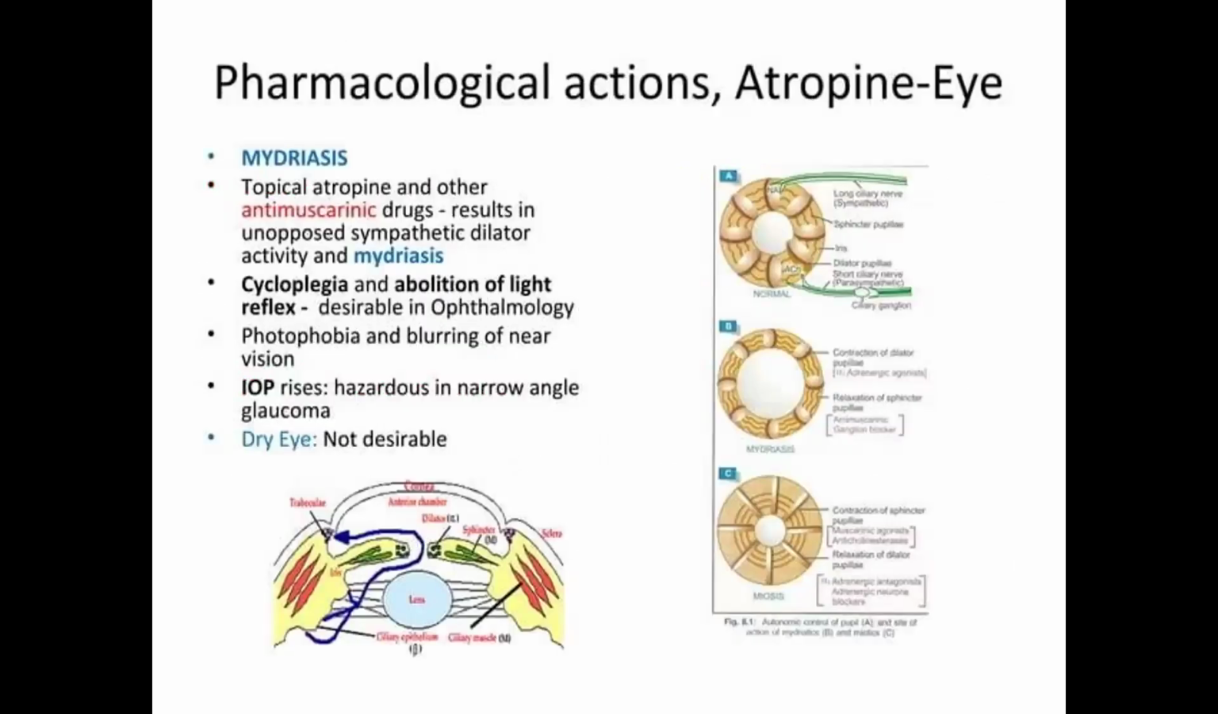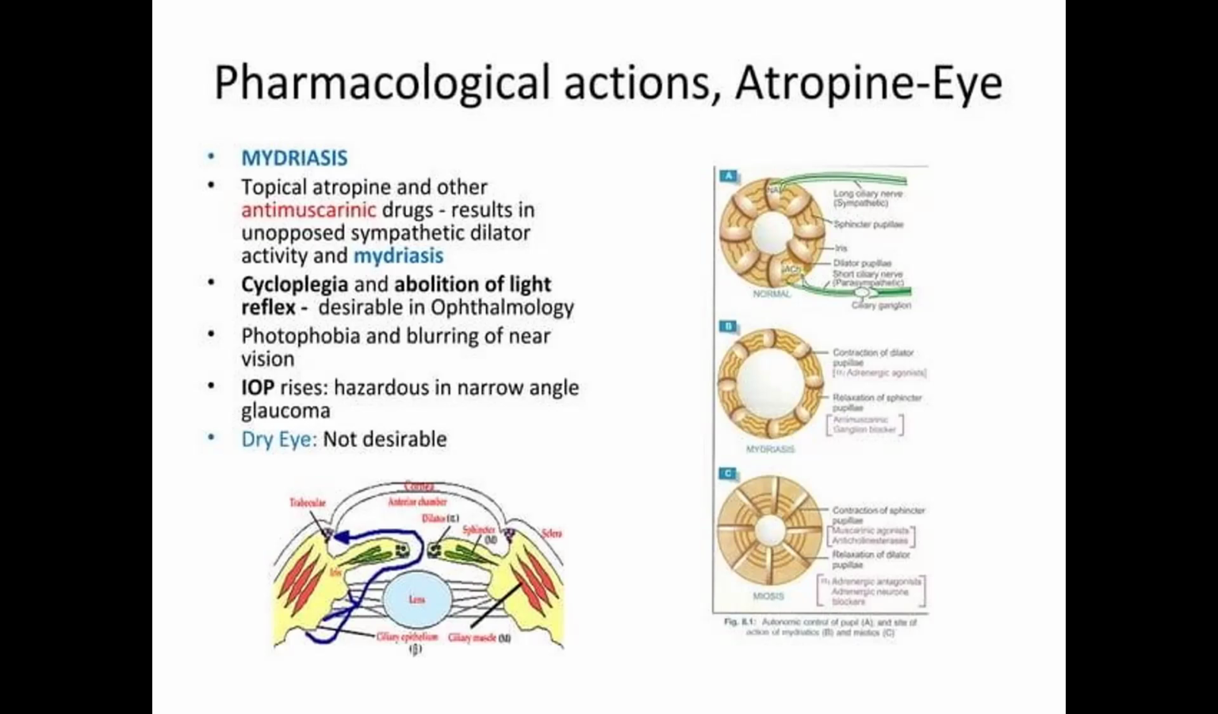Now in the eye, it causes mydriasis. We have topical atropine and other antimuscarinic drugs, which result in unopposed sympathetic dilator activity. That means because of the sympathetic system, because of adrenaline, the effect can't be counteracted. So it causes mydriasis, that means it dilates the pupil. That's why in case of a disease called glaucoma, we avoid these agents. Why? Because they increase the intraocular pressure.